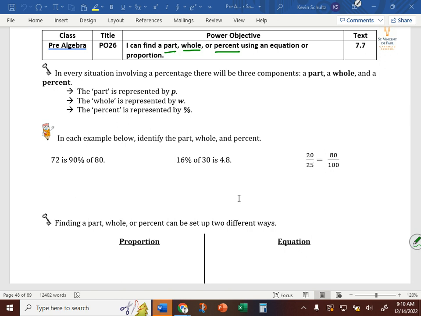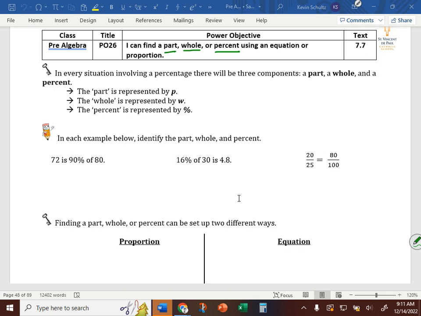It's, first of all, important to identify what is the part, what is the whole, what is the percentage. In the formulas that I'm going to show you today, the part is represented by the variable P. Makes sense, part, right? The whole is represented by the variable W.